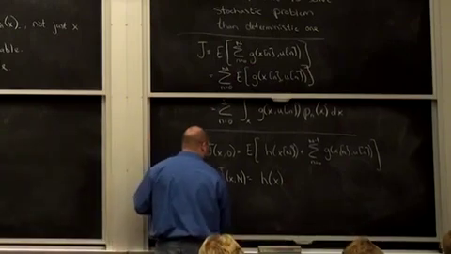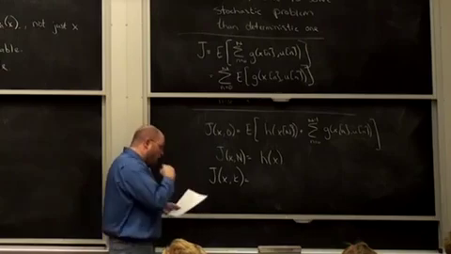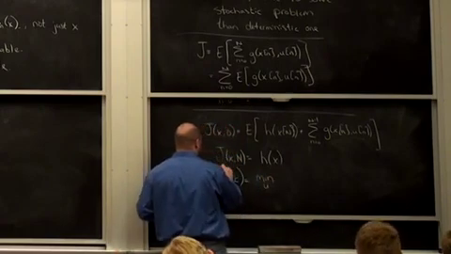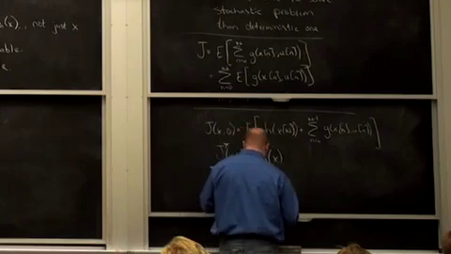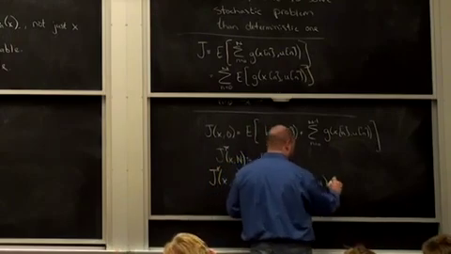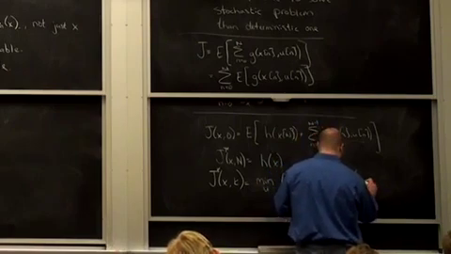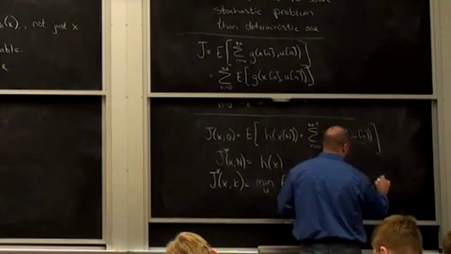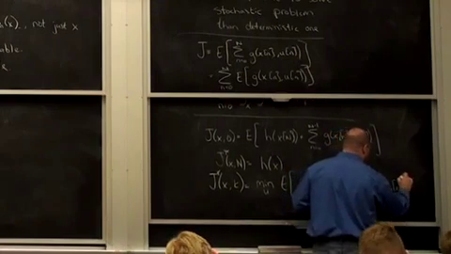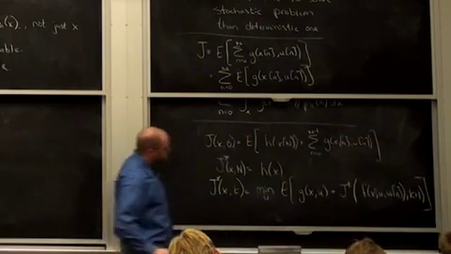Okay, and then if I go backwards, J of x at time k is going to work out to be, I should say J star of x is going to be min over u of the expected value of g of x, u plus J star of f of x, u, w_n at k plus 1. Can you buy that?